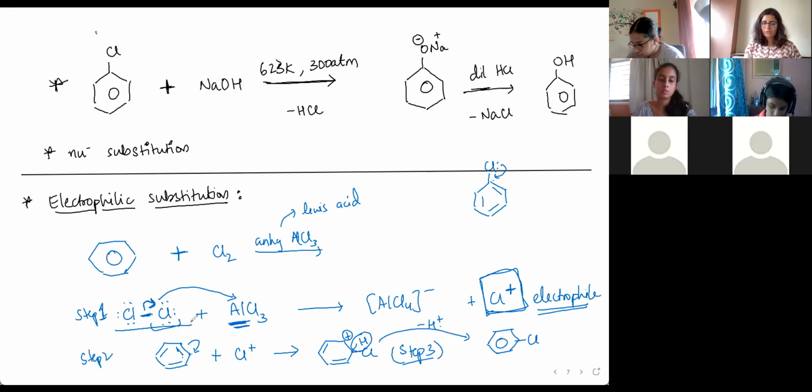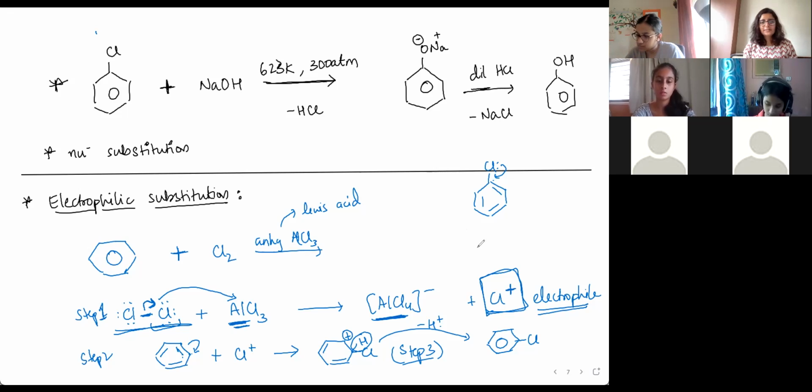Halogenation, so this is what it is. You have a halogen, and you need a Lewis acid for halogenation. You get AlCl4 minus and Cl plus, Br plus, whatever it is. The rest of it also, I'll give you a list of what reagents you use and what electrophile will be formed.